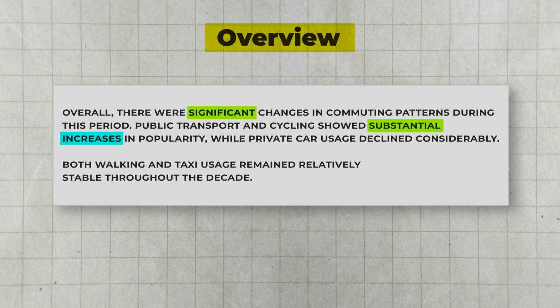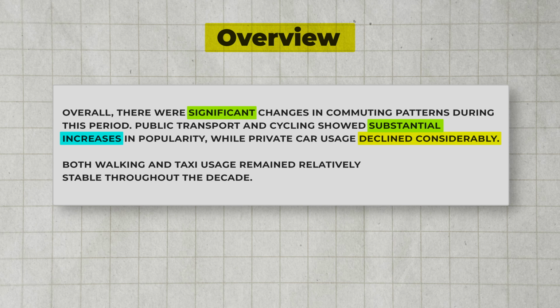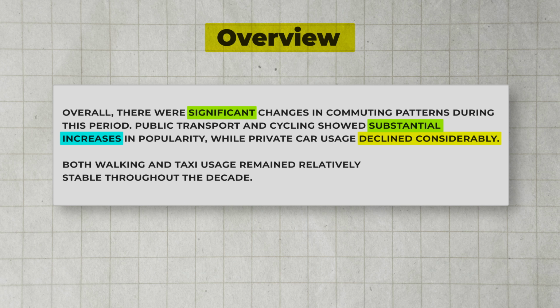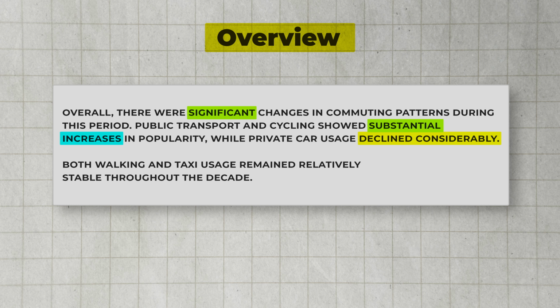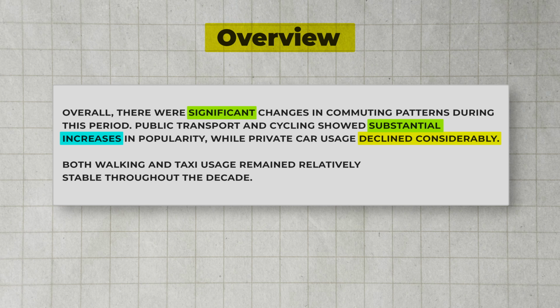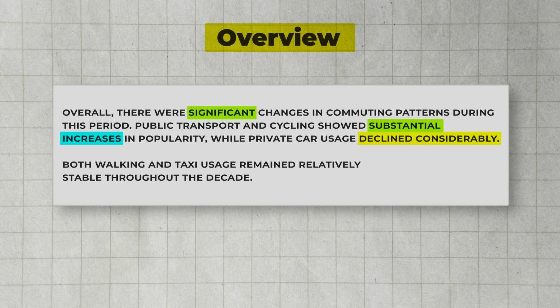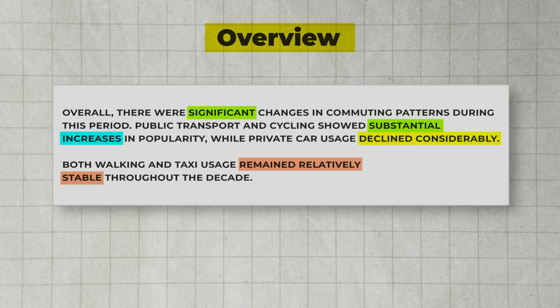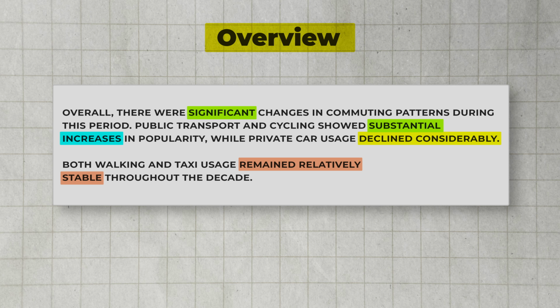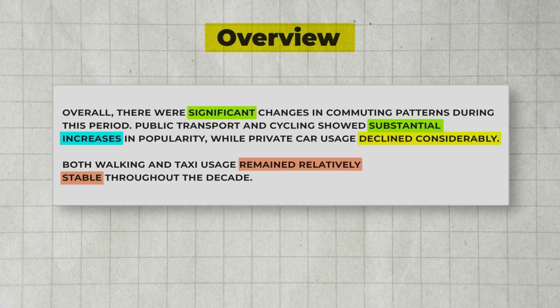To describe a downward trend, I use the verb decline, followed by the adverb considerably, to show that the decline was big and noticeable. And to describe numbers that remain the same, I use the phrase remained relatively stable, which means that there were no big changes when comparing data throughout the period. Isn't it interesting how just a few words can change the tone of a sentence?